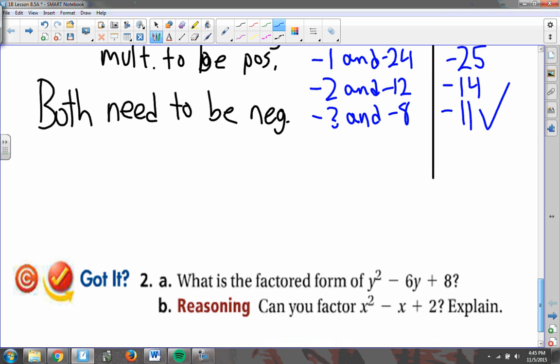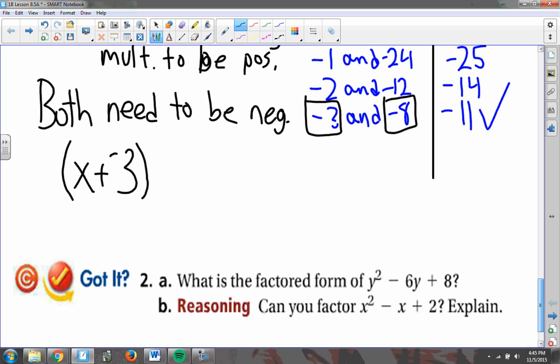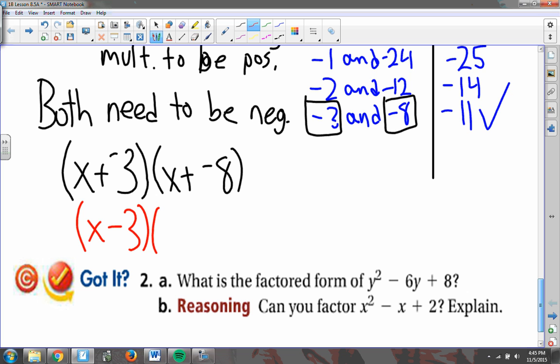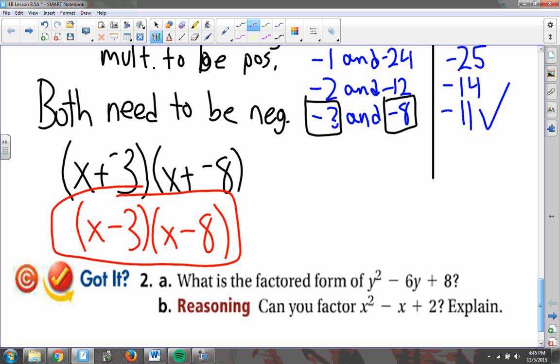So my two factors now, I'm going to take this number here, and I'm going to take this number here and attach those to my x. Right. So I'm going to do parentheses x plus negative 3 and x plus negative 8. Now, adding a negative, hopefully we know, is very much like subtracting. So instead of doing this, I will rewrite this as x minus 3 and x minus 8. Back to form, and I am done.